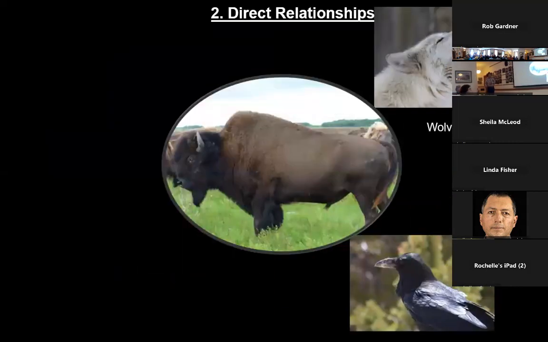And some of the more direct relationships: wolves and ravens have an unbroken relationship with the bison. Wood Buffalo National Park is the only place in North America where there was never a disconnect between wolves and ravens and other scavengers and predators. So they've been going together. The first bison set foot in that part of the world about 130,000 years ago. So it's been a long relationship.